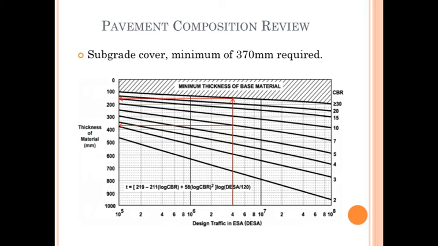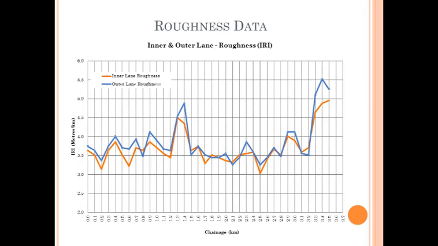The first bit of condition data we're going to be having a look at is the roughness for the site. So this is interpreted as IRI, which just stands for International Roughness Index. And to break this down into simple terms, it's basically how rough the pavement rides as you're driving across it.